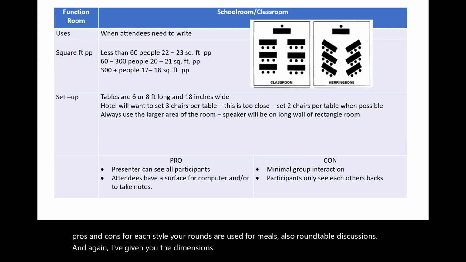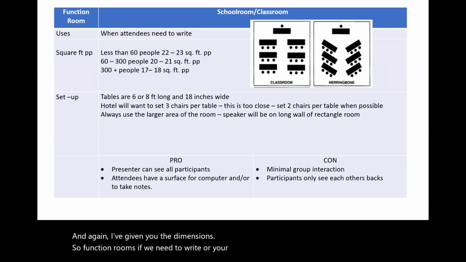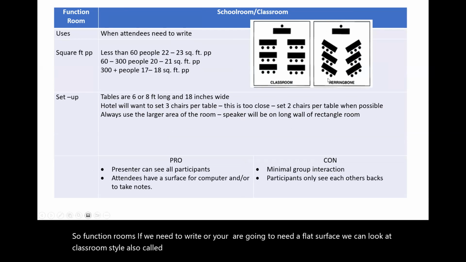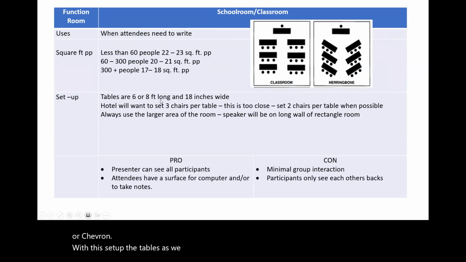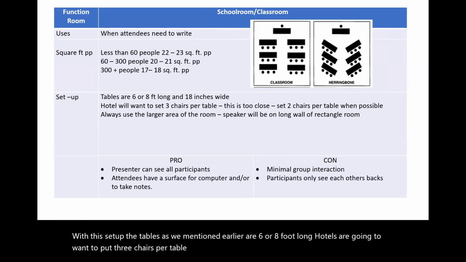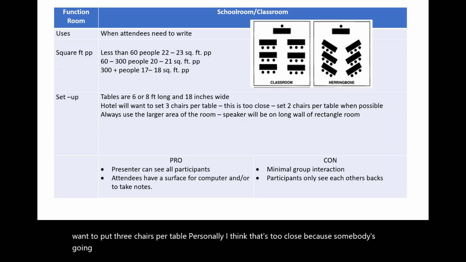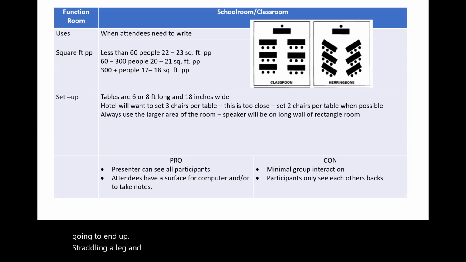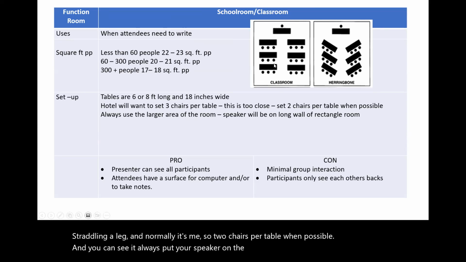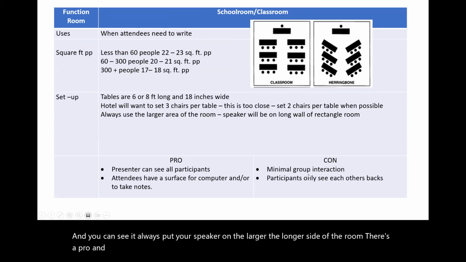So function rooms, if we need to write or your attendees are going to need a flat surface, we can look at classroom style, also called schoolroom. If you have it at an angle, it's called herringbone or chevron. With the setup, the tables, as we mentioned earlier, are 6 or 8 foot long. Hotels are going to want to put 3 chairs per table. Personally, I think that's too close because somebody's going to end up straddling a leg, and normally it's me. So 2 chairs per table when possible. And you can see, always put your speaker on the longer side of the room. There's a pro and con to each of these setups.